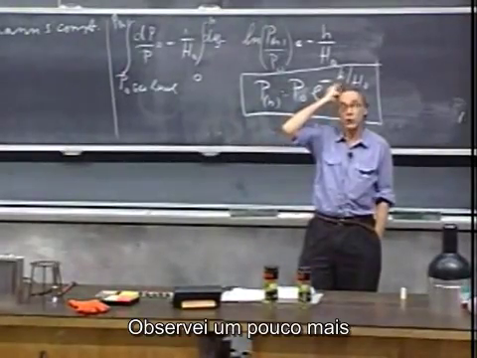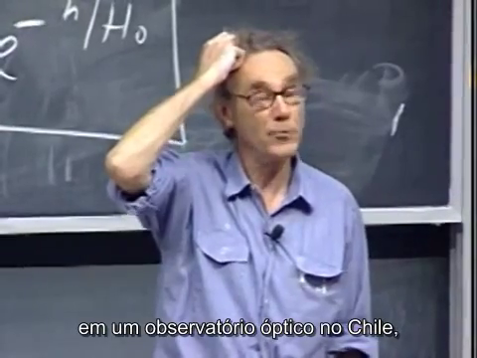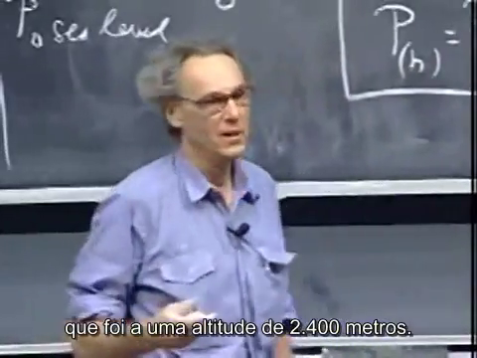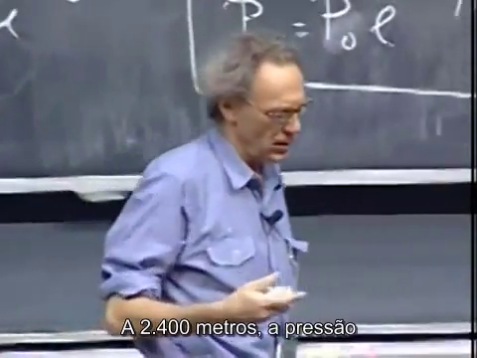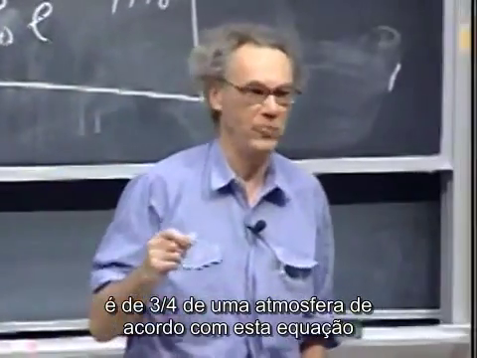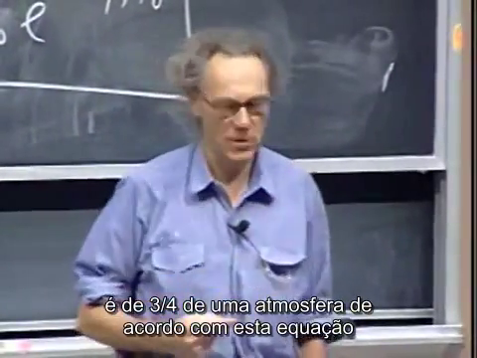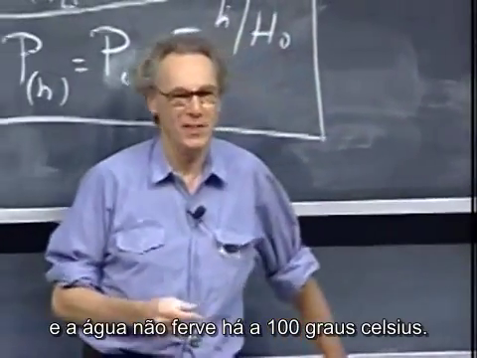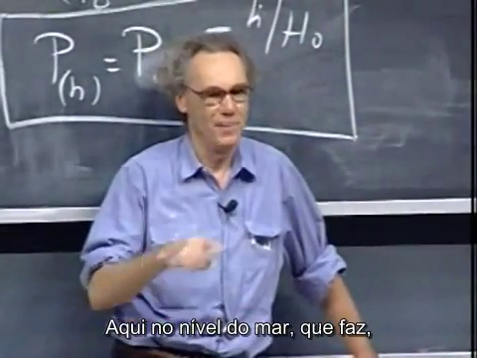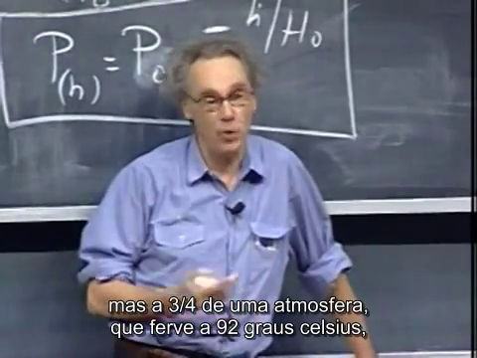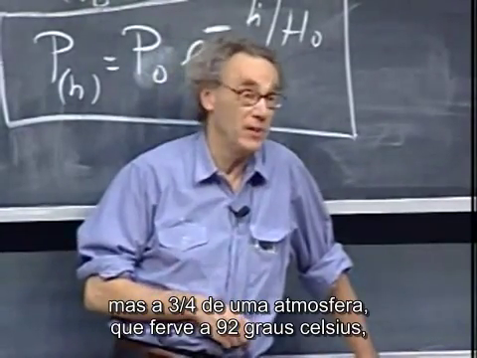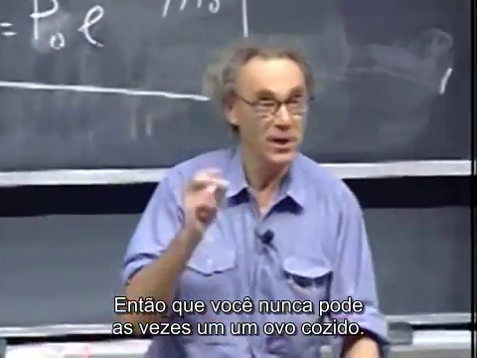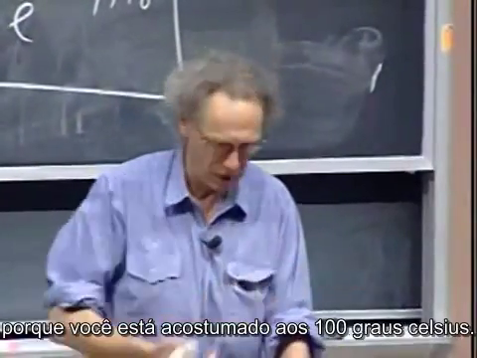I did quite a bit of observing at an optical observatory in Chile, which was at an altitude of 2,400 meters. At 2,400 meters, the pressure is three-quarters of an atmosphere, according to this equation. And water doesn't boil there at 100 degrees centigrade. Here, at sea level, it does. But at three-quarters of an atmosphere, it boils at 92 degrees centigrade. So you can never time to get a soft-boiled egg. You can never time that properly because you're used to the 100 degrees centigrade.